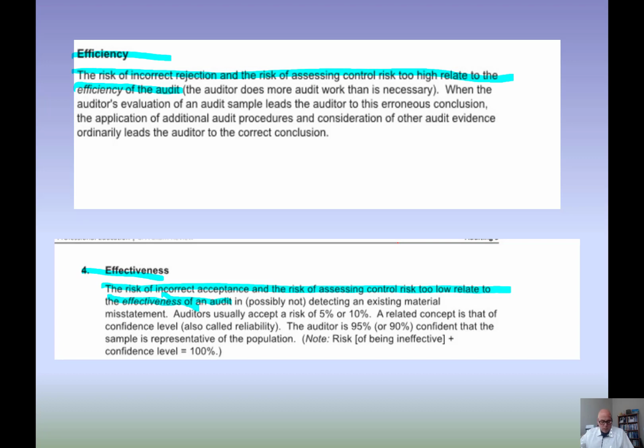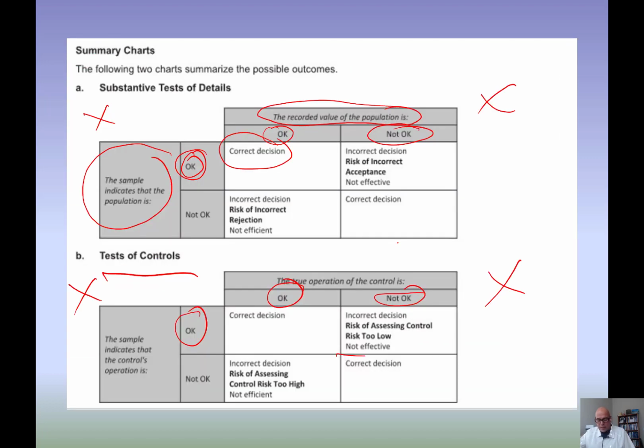Okay, good. So you come over and we summarize some of that on these little tables here, which are pretty good. Sample indicates the population is okay, and it is okay. Ding, that's a correct decision. Sample indicates the population is okay when it's not okay for our substantive testing, that's the risk of incorrect acceptance. Our audit will not be effective.